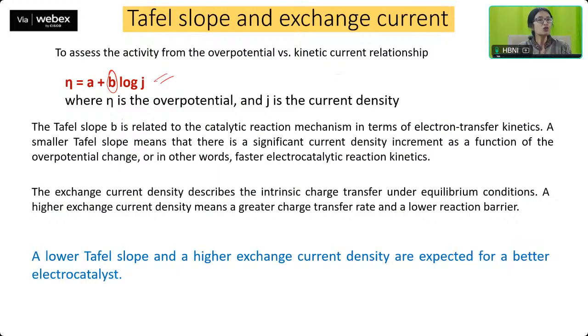If there is a smaller Tafel slope, it means that there is a significant current density increment as a function of the overpotential change, or in other words, you have faster electrocatalytic reaction kinetics. And the exchange current density, J0, describes the intrinsic charge transfer under equilibrium conditions. A higher exchange current density means a greater charge transfer rate and a lower reaction barrier. So obviously, from this equation and this explanation, you can see that a lower Tafel slope and a higher exchange current density is what denotes a better electrocatalyst, okay?